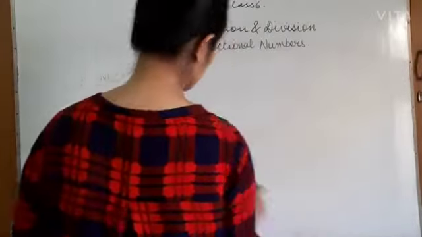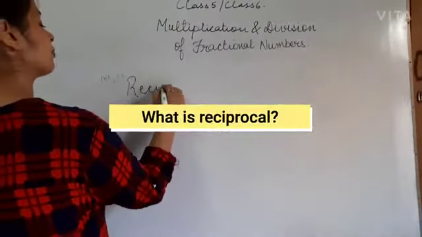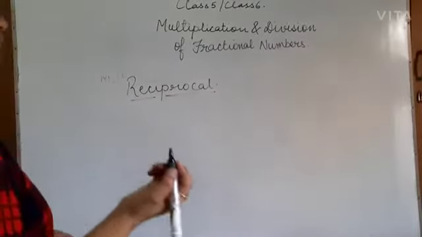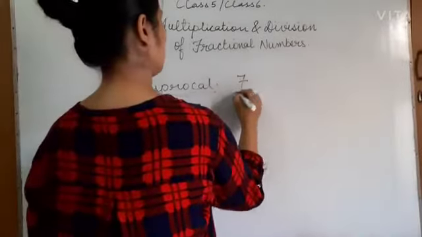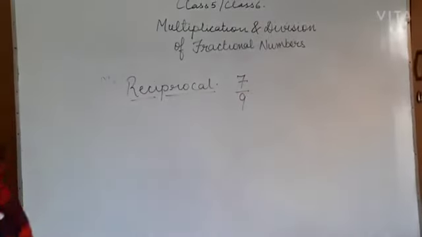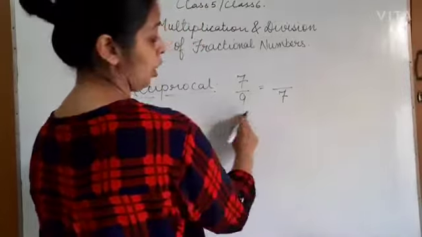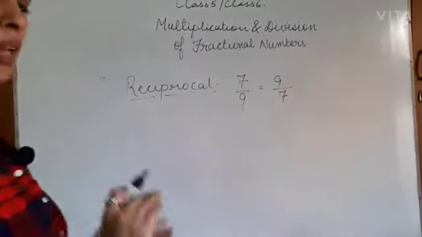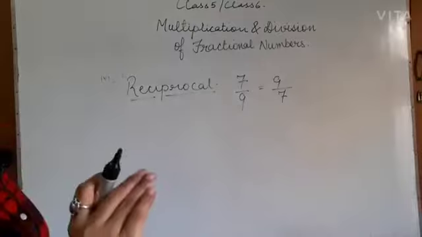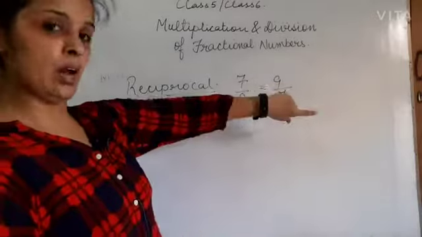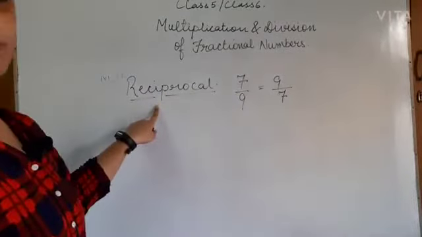Before we proceed to division, I will tell you what a reciprocal is. Suppose I am given a fraction 7 upon 9 and I want to find its reciprocal. What I will do is make the numerator a denominator and the denominator will be written as the numerator. Denominator becomes numerator and numerator becomes denominator, just the reverse of both, upside down. This is called reciprocal. Okay.